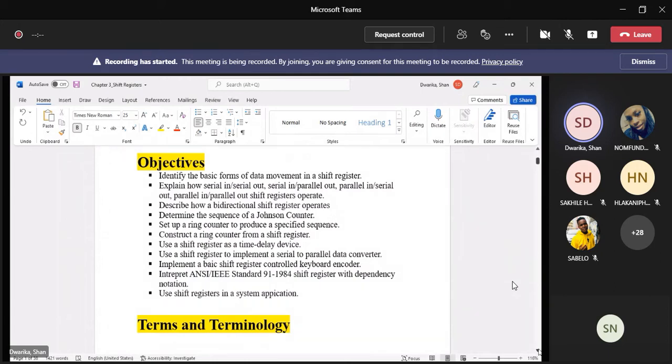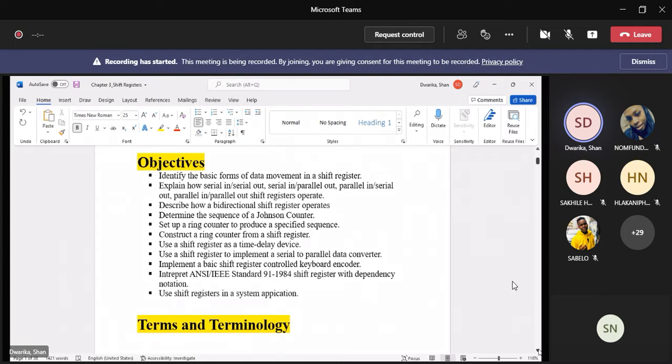Identify the basic forms of data movement in a shift register. Basically, you're moving binary data from one register to the other. We explain how serial in, serial out, serial in, parallel out, parallel in, serial out, and parallel in, parallel out shift registers operate. Describe how a bidirectional shift register operates.